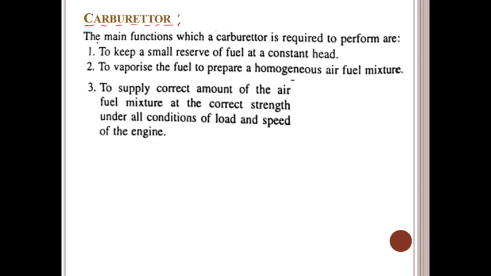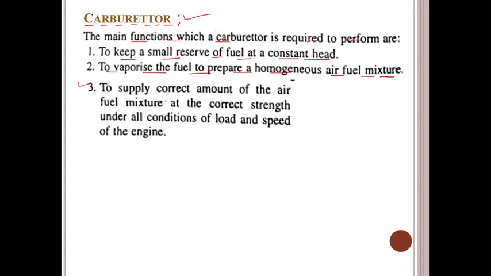What is a carburetor? A simple carburetor consists of different parts such as the float chamber, fuel jet, venturi, like that. The main functions a carburetor is required to perform are, first, to keep a small reserve of fuel at a constant head, and second, to vaporize the fuel to prepare a homogeneous air-fuel mixture. This is the main role of the carburetor.